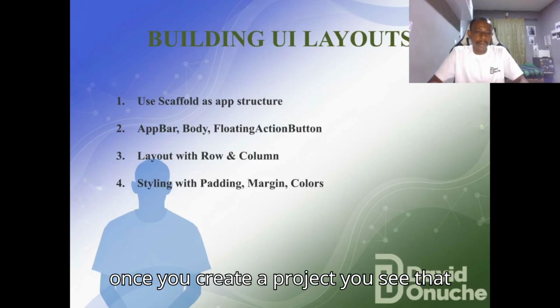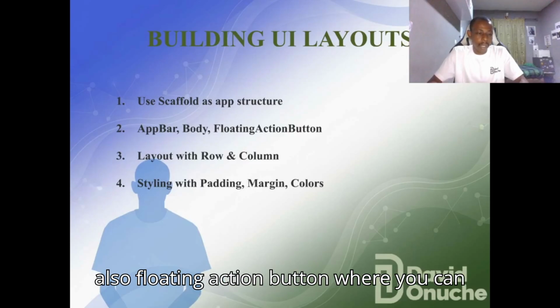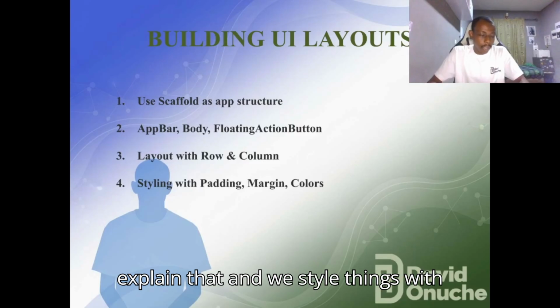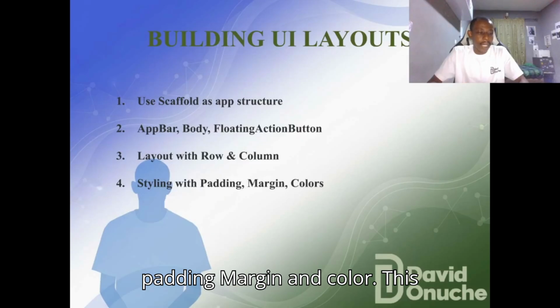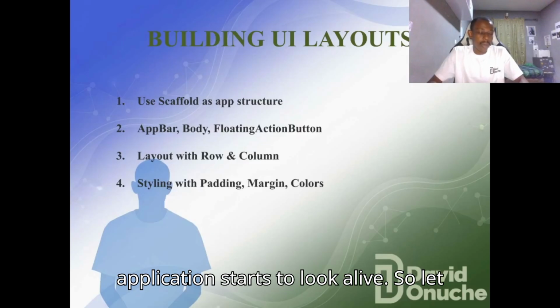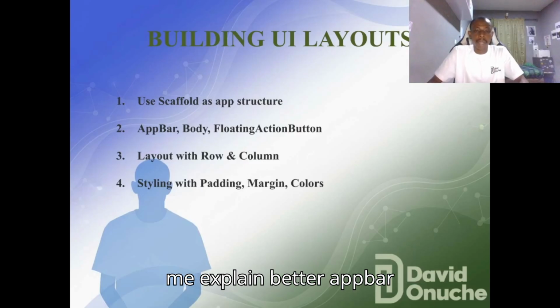Once you create your project, you see that also floating action button where you can tap on it and it keeps adding. We arrange items using row and column. I'll also explain that. And we style things with padding, margin, and color. This is where your application starts to look alive. So let me explain better.